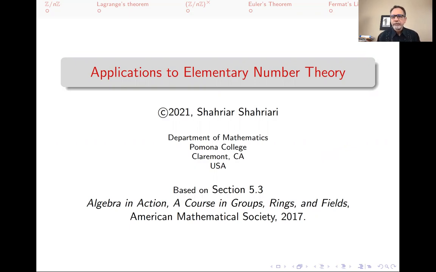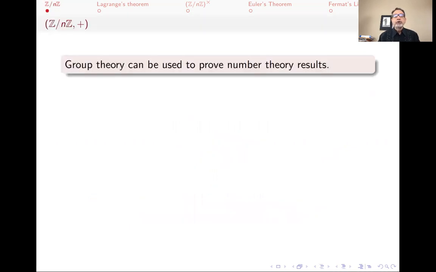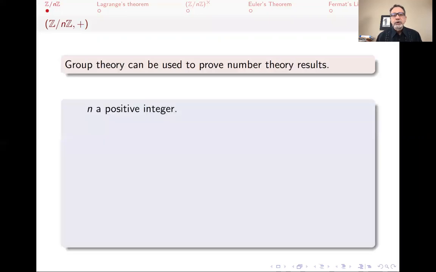This particular very short lecture is some elementary applications of group theory to number theory. The main point is that you can use group theory to prove number theory results. Now, there are deep connections between algebra and number theory, which is not the subject of this lecture. So as an example, let's say that n is a positive integer.